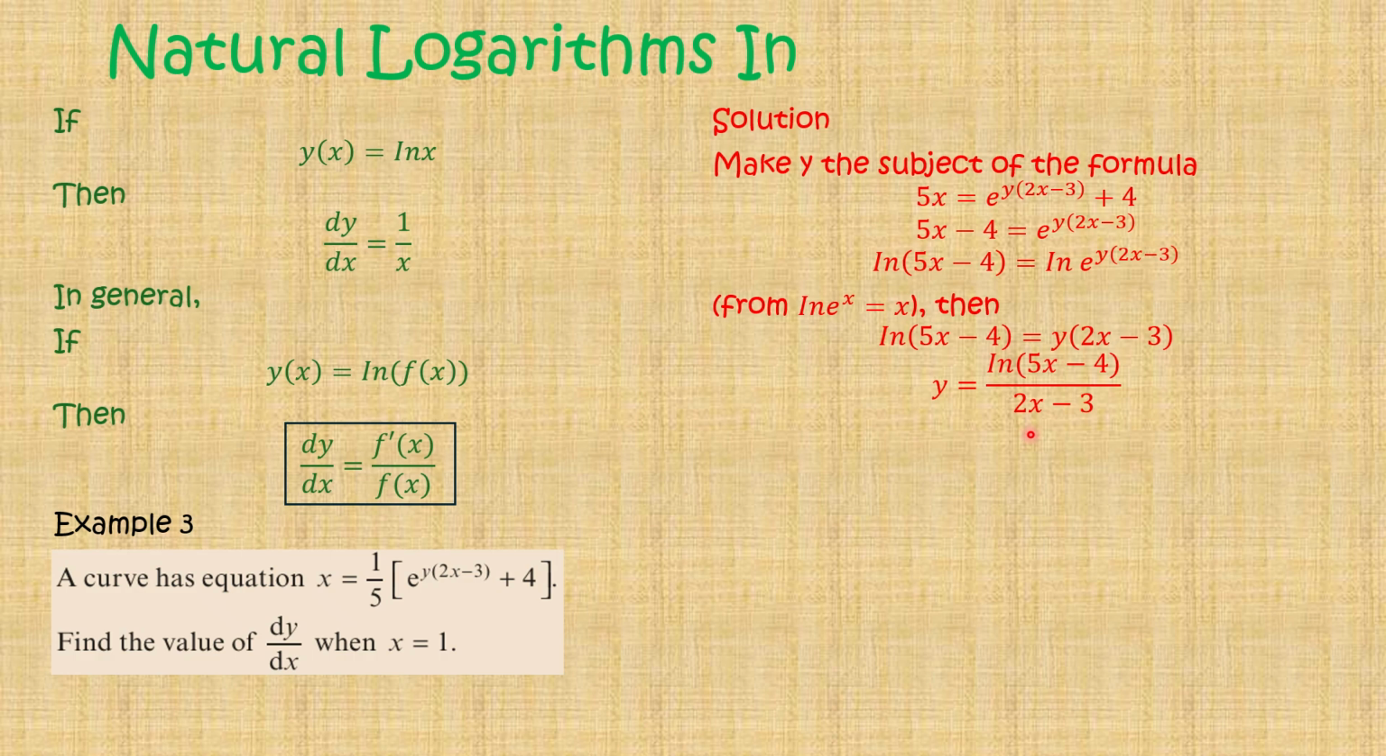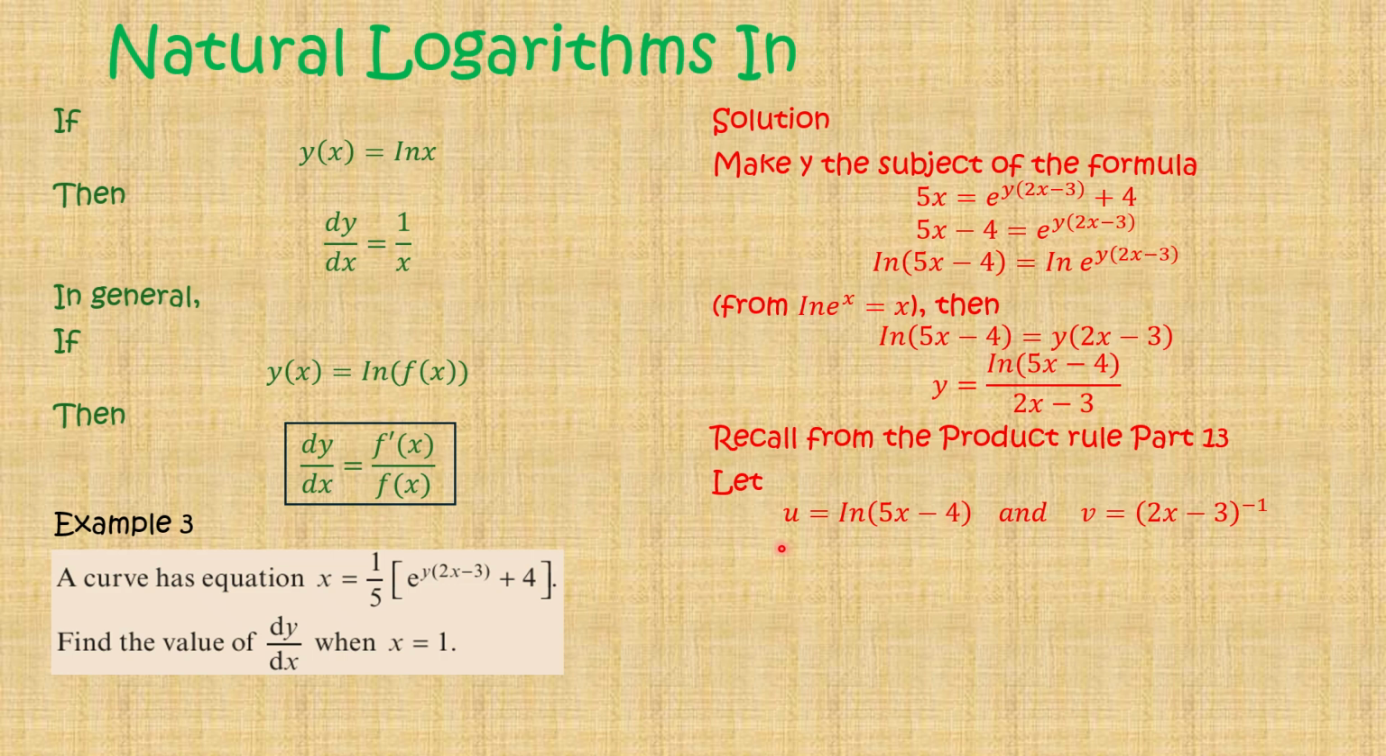Now recall the product rule that we covered in part 13. Inasmuch as one may use the quotient rule, that is okay, we'll still come up with the same answer after all. But I'd go with the product rule. Now, we are going to let the numerator be the u, which is ln of 5x minus 4, and the denominator be v. But now we won't treat it as a denominator because we are going to raise it to the power minus 1 so that it becomes a product. We've got two terms that are multiplying each other.